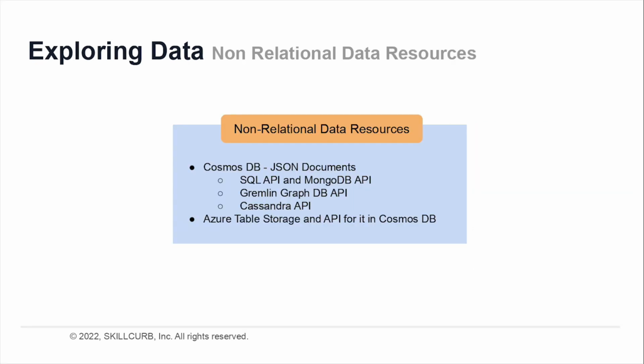Non-relational data resources that we will focus on for this course include Cosmos DB and its many interfaces into various non-relational data formats, and Azure Storage Accounts, which encompass Azure Table Storage, Azure Blob Storage, and others that we'll talk about in other lessons.